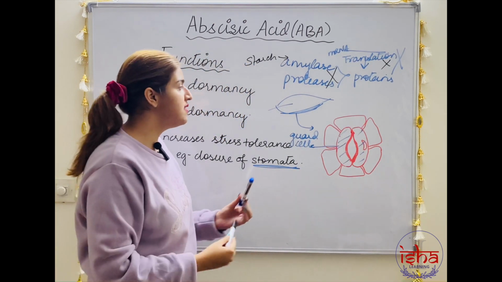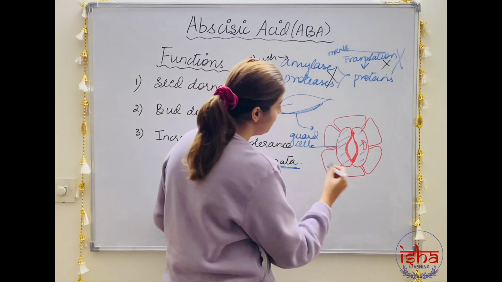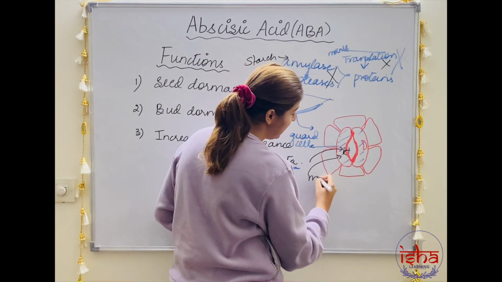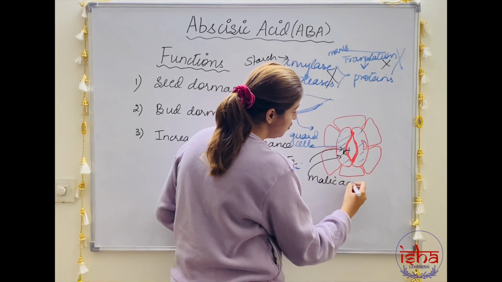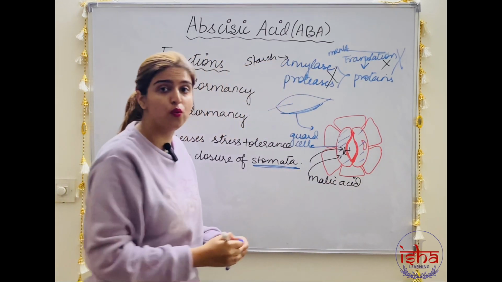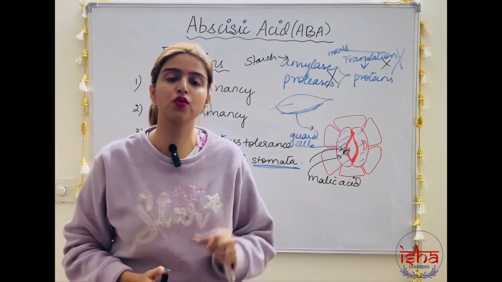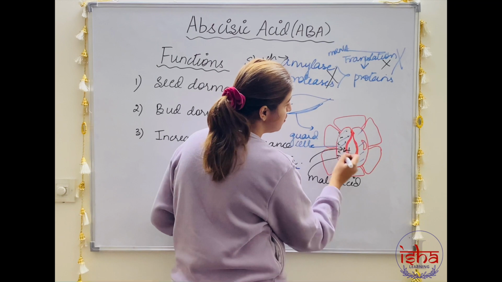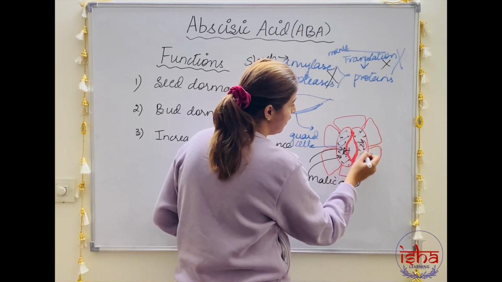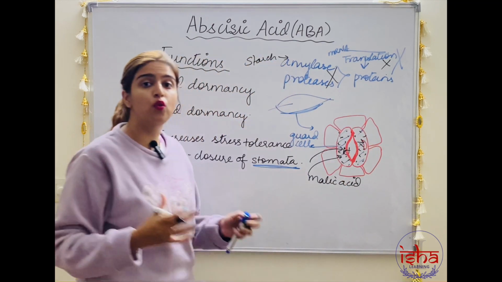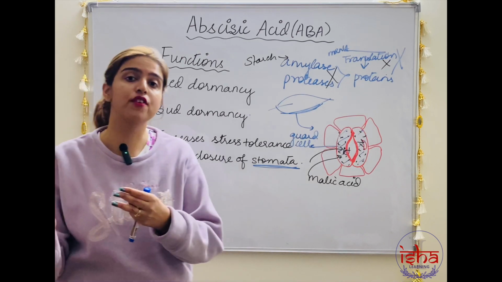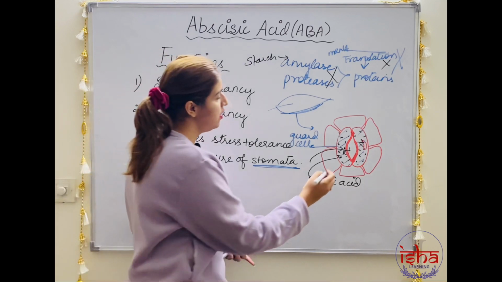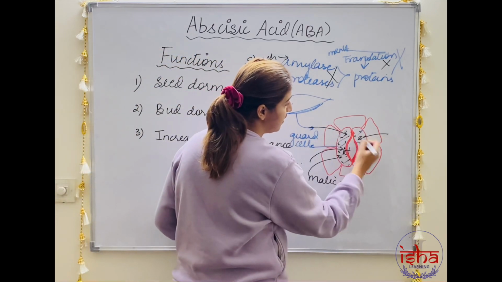What happens is these guard cells accumulate potassium ions inside of them and also accumulate malic acid. Due to the accumulation of solutes, the concentration of solutes is going to be high inside the guard cells. So there is a high concentration of solutes here. We know that water moves from lower concentration to a higher concentration of solutes. So definitely water is going to move inside.